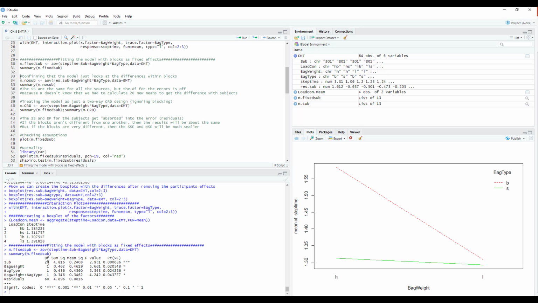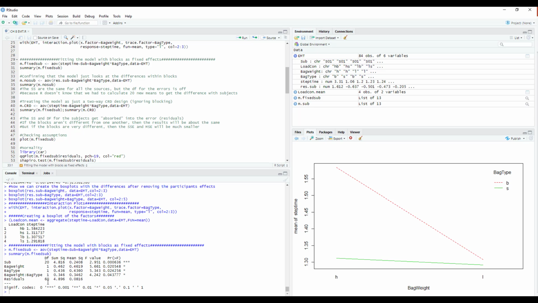So that means our degrees of freedom for the subjects would be 20. Bag type and bag weight each have 2 levels, so they should have 1 degree of freedom each. Your degrees of freedom for your interaction term is just going to be the degrees of freedom for each of those factors multiplied together. So 1 times 1 gives us 1. We have a total of 84 measurements. 84 minus 1 gives us 83. 20 plus 1 plus 1 plus 1 gives us 23.